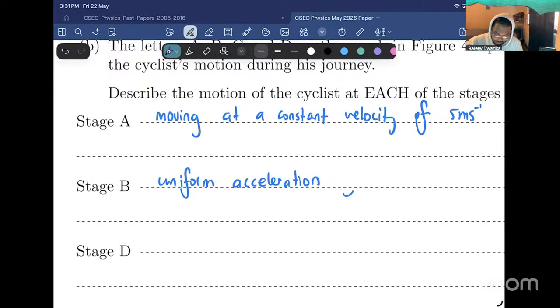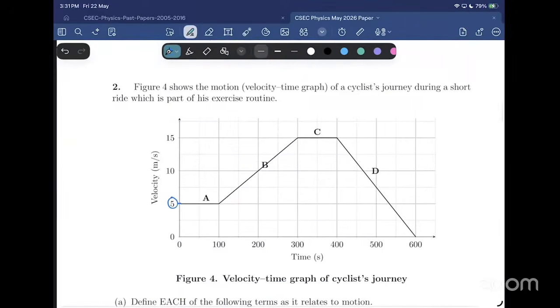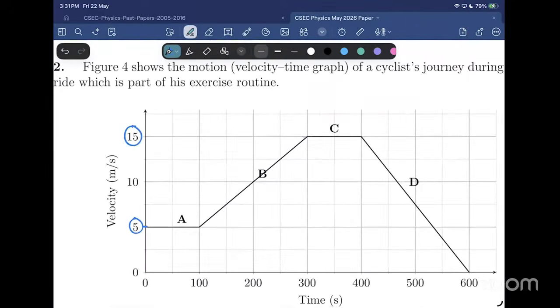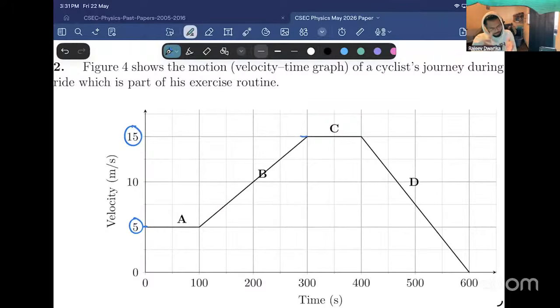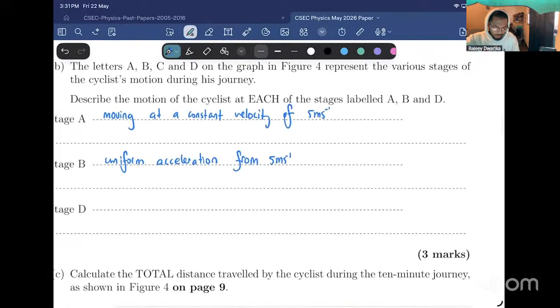Uniform acceleration from 5 meters per second to what? To 15. And if you put the time frame as well, over 100 seconds to 300 seconds, over the 200 second time frame, that's fine. So uniform acceleration from 5 meters per second to 15 meters per second.